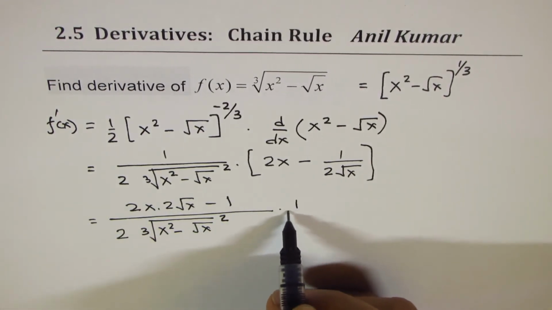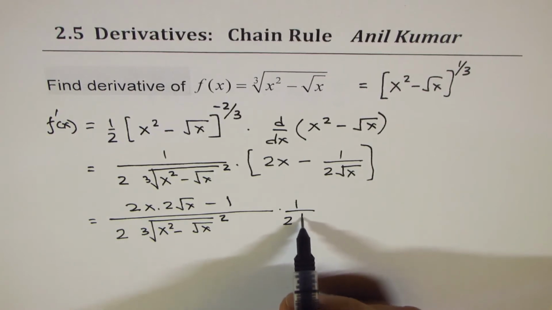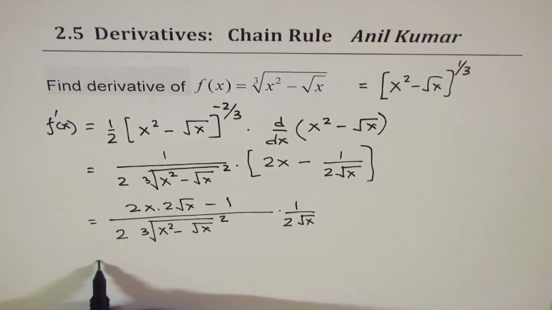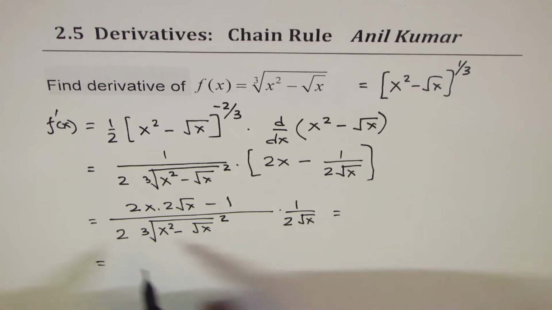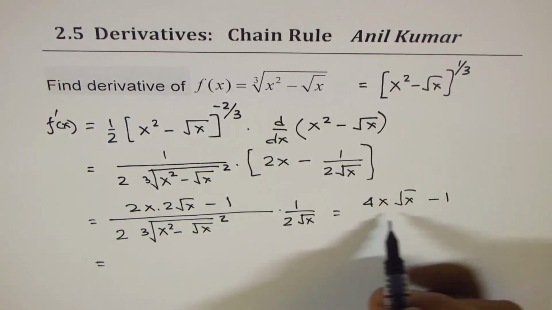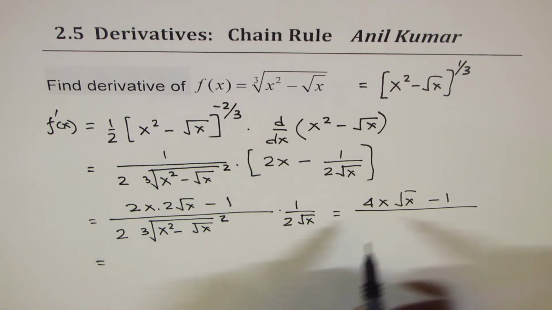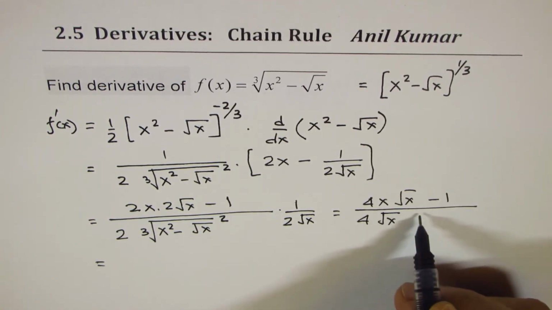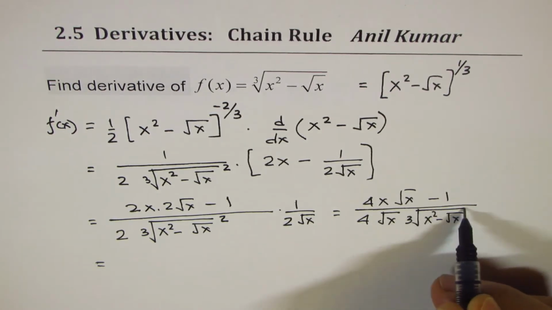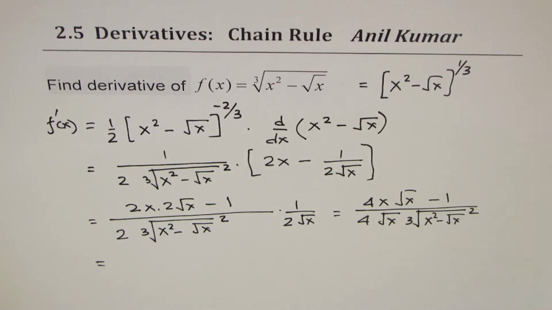So we had this times 1 over 2 square root x. Do you see that? 1 over 2 square root x. So you could have written something like this, and finally, we could write our answer as, let me write here. So 2x times this is 4x square root x minus 1, over 2 times 2, which is 4 square root x times the cube root of x squared minus square root x, whole squared. So all this whole squared. Perfect. So that is how you could find the derivatives of composite functions using chain rule.